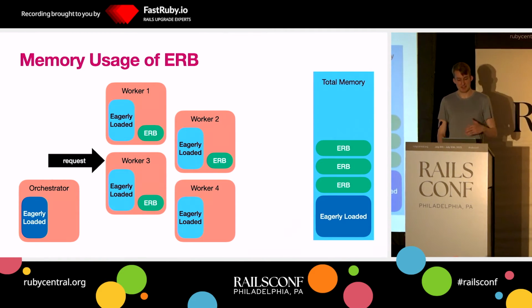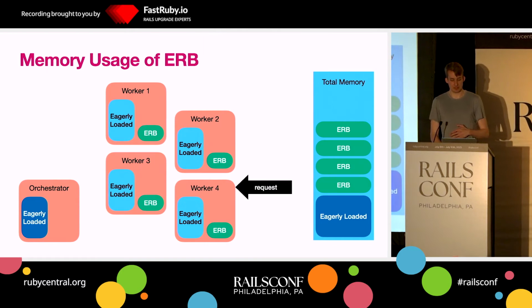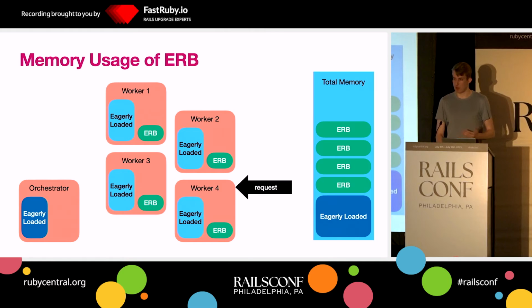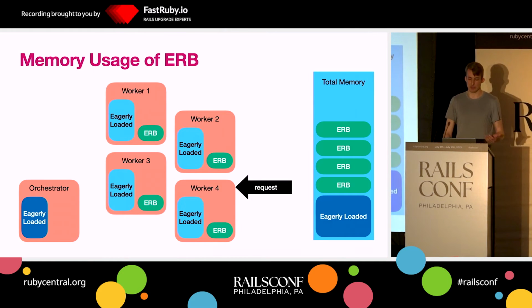And as requests continue to get routed to other workers, they will continue to recompile the same ERB templates and continue to increase your application's memory usage, even though the exact same templates are being compiled in each worker. So at this point, the question you are probably asking is, why doesn't Rails just compile the templates during eager load so that the memory can be shared? And the answer basically boils down to the fact that it's kind of a hard thing to do.